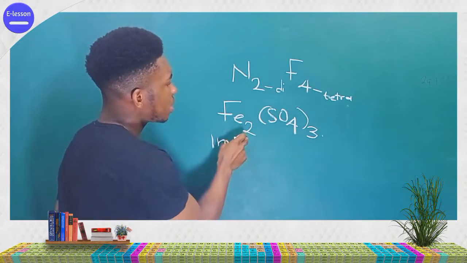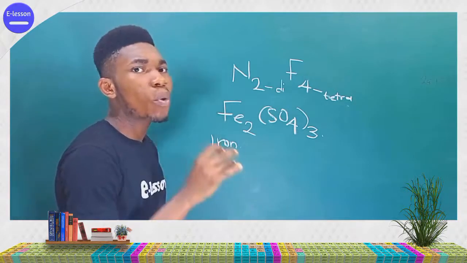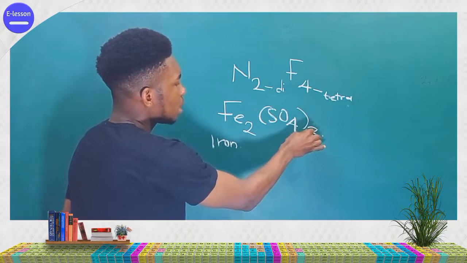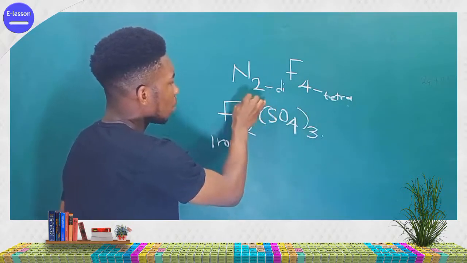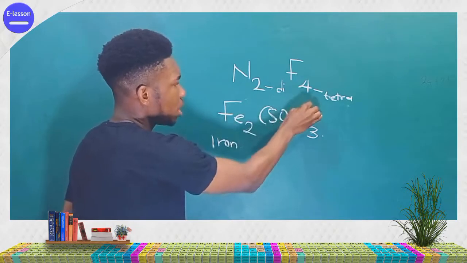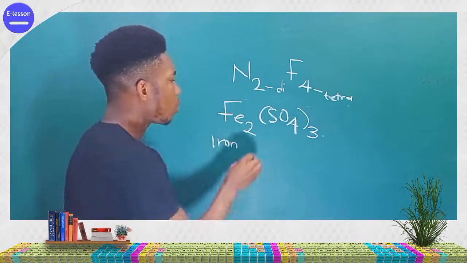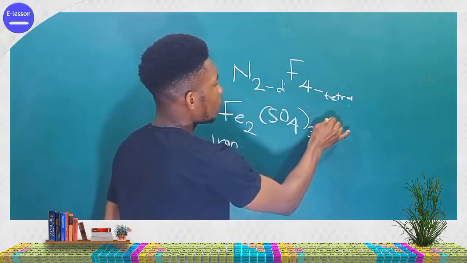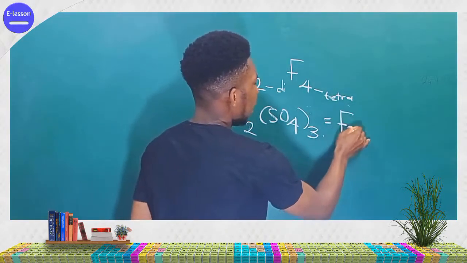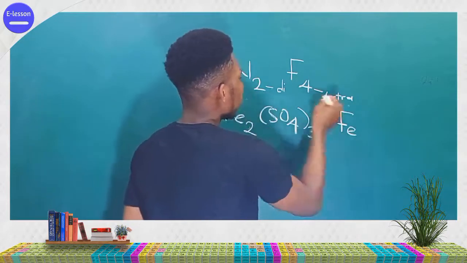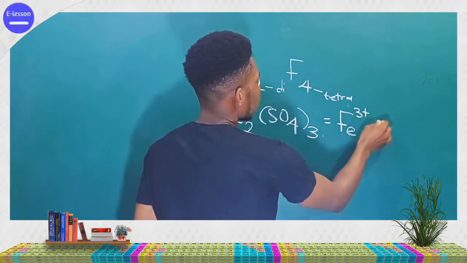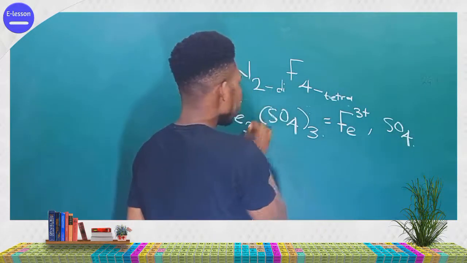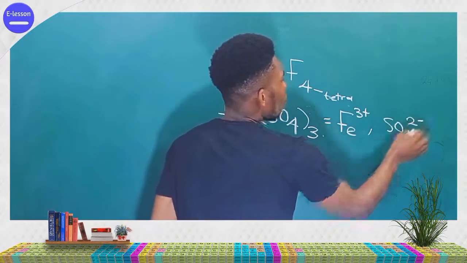Now, the oxidation state can be gotten in most cases by cross multiplying. That means taking what is here up and then taking what is here this way. Are we getting it? So if we cross multiply, what are we going to have? The 2 will be here and iron will carry 3. So we'll have something like this: Fe, this 3 comes up, it becomes 3 plus, and then the other one will be SO4. This 2 comes up, it becomes 2 minus.